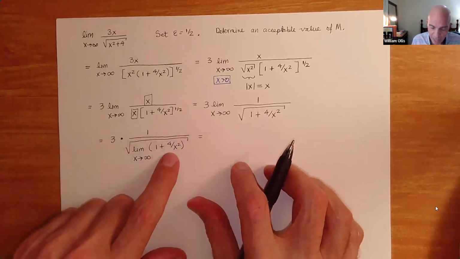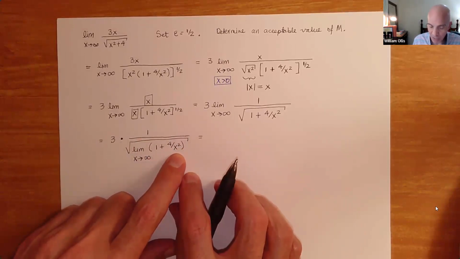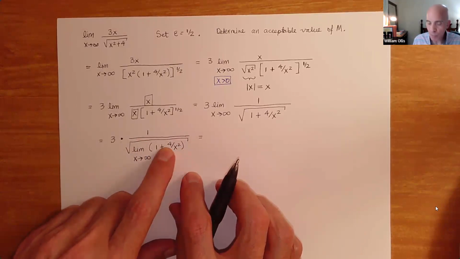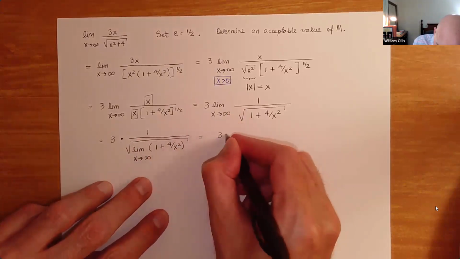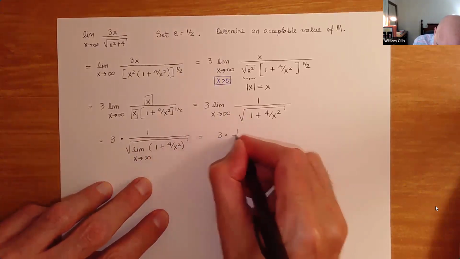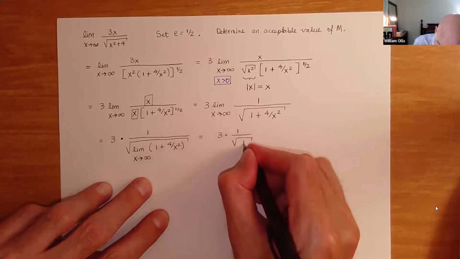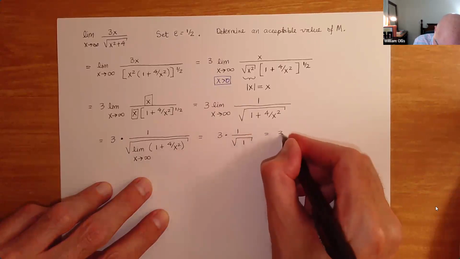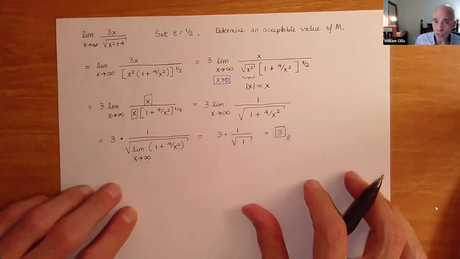So now what we have is a situation where we have a power in the denominator that's passing to infinity and a fixed numerator. So this term will be 0. And of course, the 1 is just 1. So we get 3 times 1 divided by the square root of 1 plus 0, which is 1. And that, of course, just gives us 3. So the limit in this case is 3.